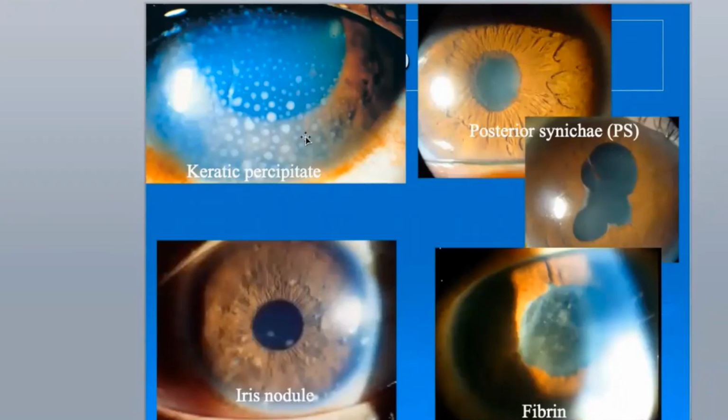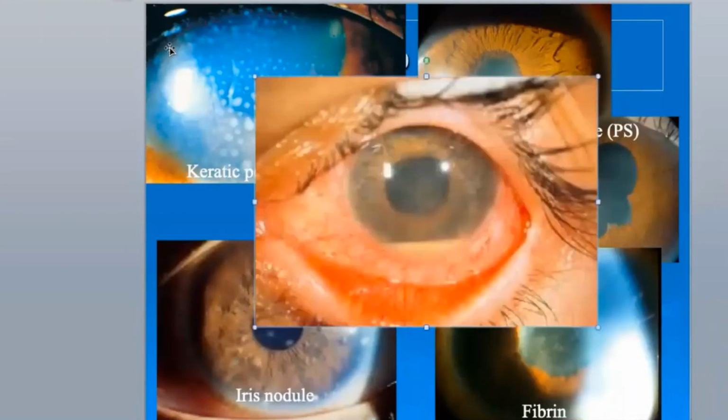If it is on the cornea, you see KPs. If it is on the iris, you see iris nodules. Sometimes you just get the reaction, the fibrin. So everything is just fibrin. It's like a cobweb. So those are the signs of anterior uveitis. Now let me place back my, there you go.